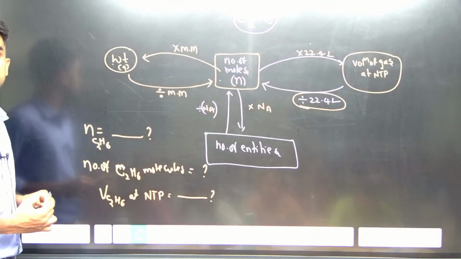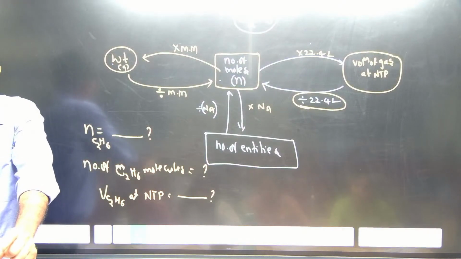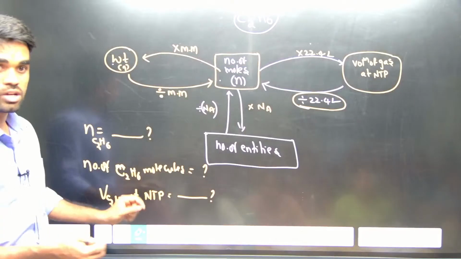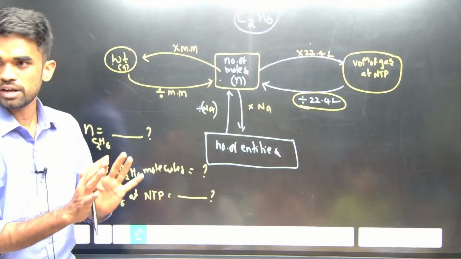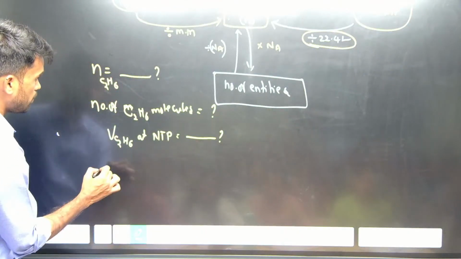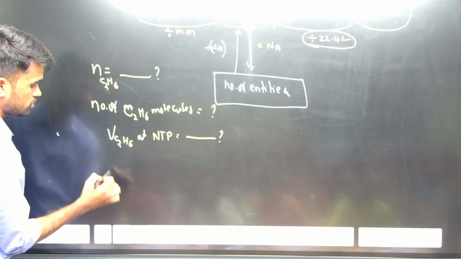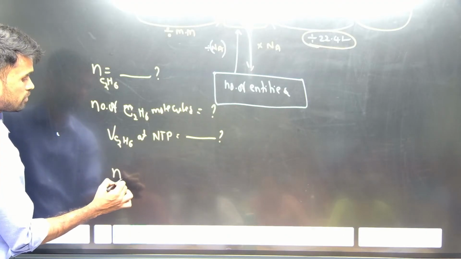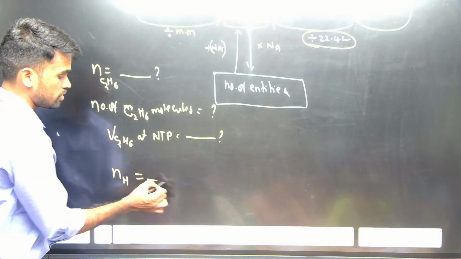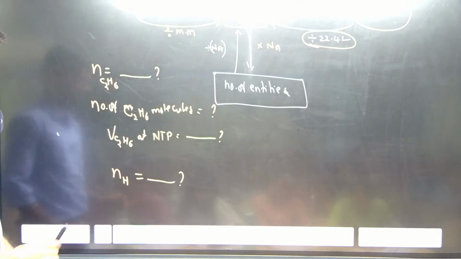Volume of ethane at NTP means: how many grams are given to you? 60 grams. If you take 60 grams of ethane at NTP condition, how much volume will it occupy? That is what I am asking. And after this, the number of moles of hydrogen atoms. Up to here you do this many questions.